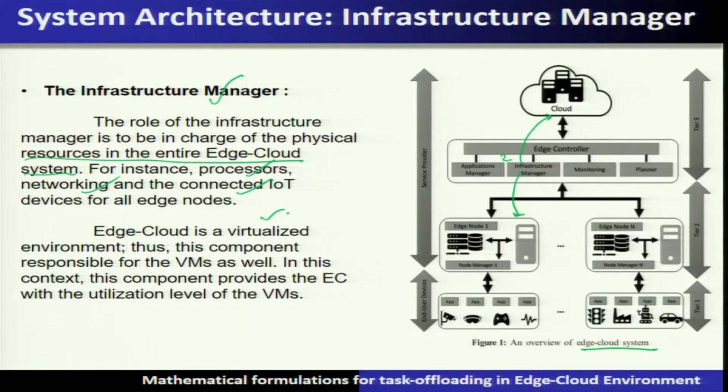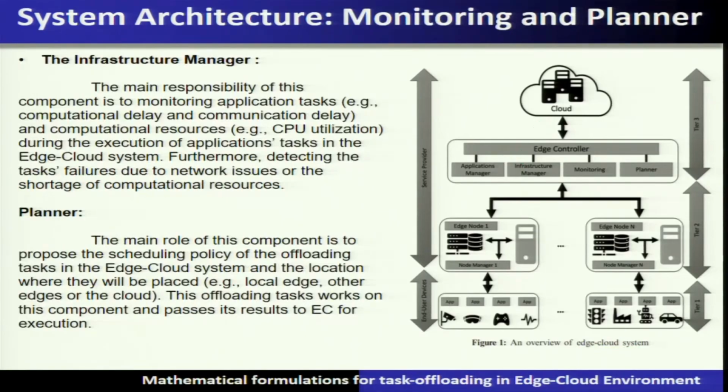Edge cloud is a virtualized environment. When we talk about the resources, they are packaged into a unit which is called a virtual machine. In this context, this component provides the edge controller with the utilization level of virtual machines. Therefore, the main responsibility of this infrastructure manager is monitoring the application task, computational delay, communication delay and computational resources during the execution of the application task. It is also involved in detecting task failures due to network issues or shortages of computing resources.